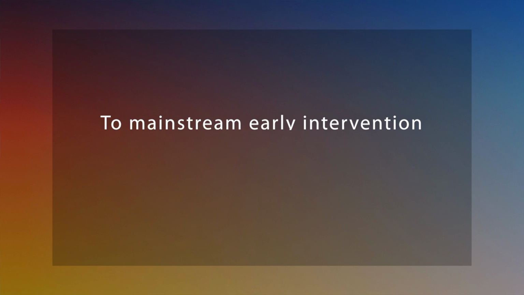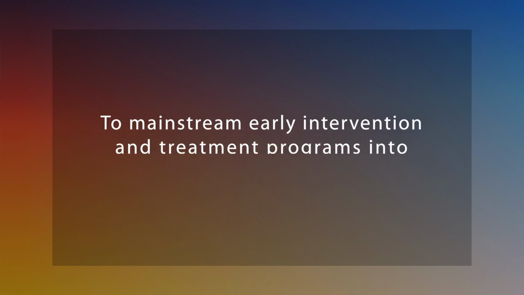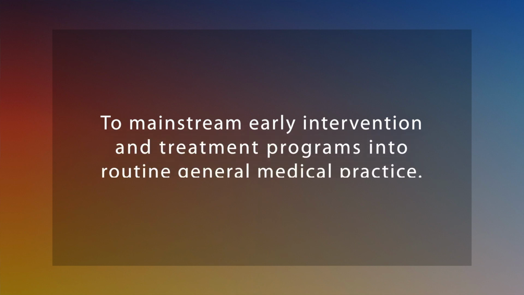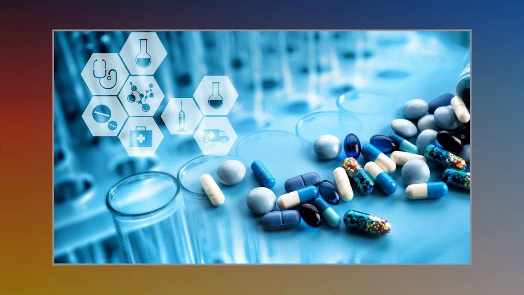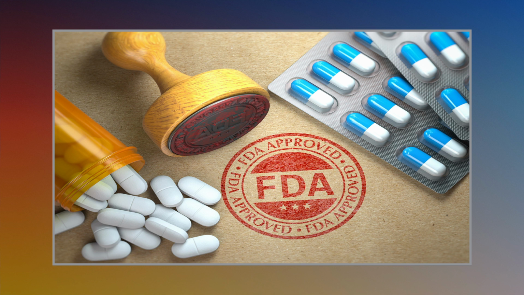However, there is a change underway to mainstream early intervention and treatment programs into routine general medical practice. Despite having strong scientific support, medicines are underutilized even though they are capable of treating severe substance use disorders. 3 drugs for the treatment of alcohol use disorders and 3 drugs for the treatment of opioid use disorders have received Food and Drug Administration approval in the United States.